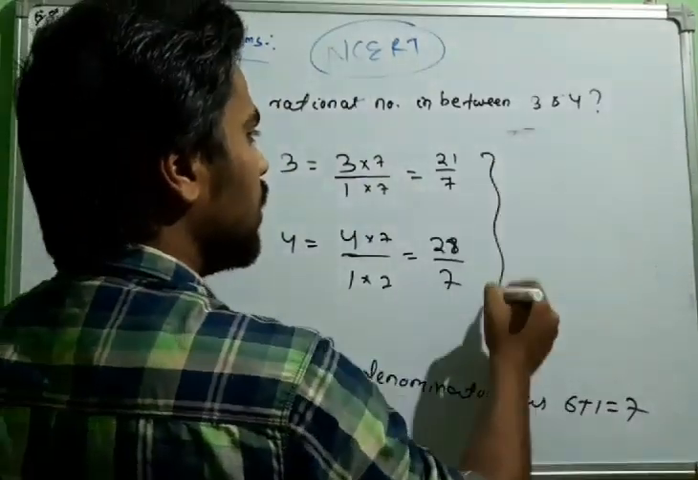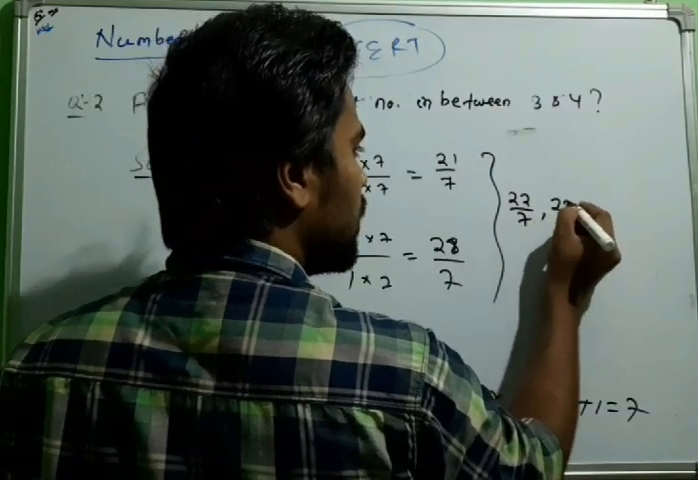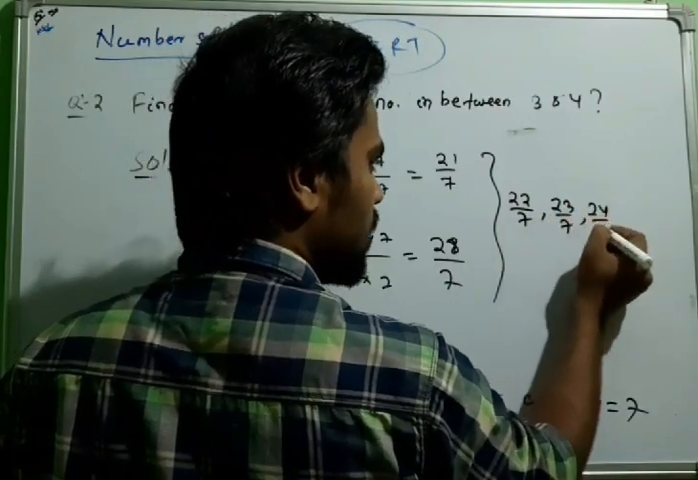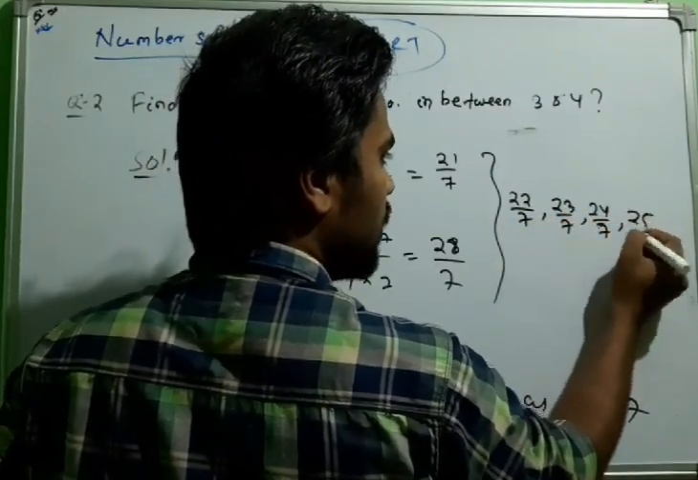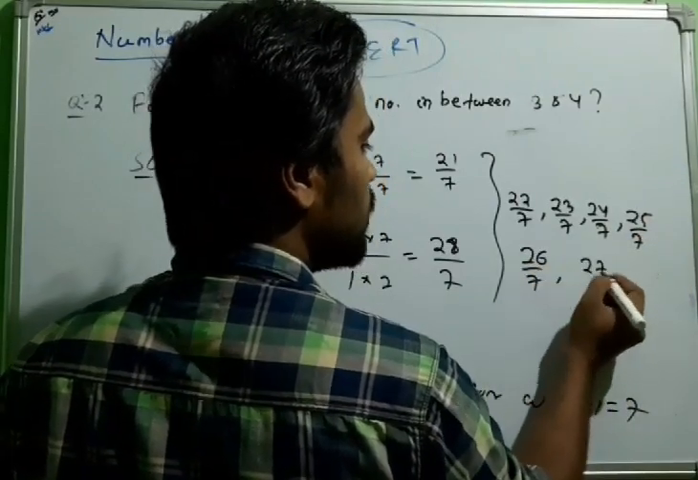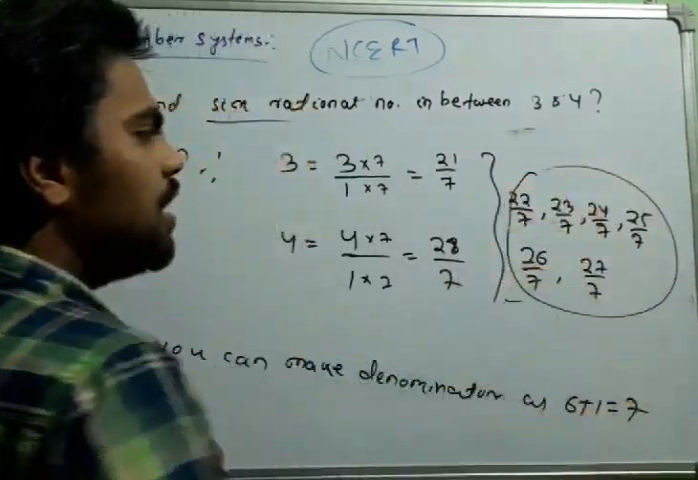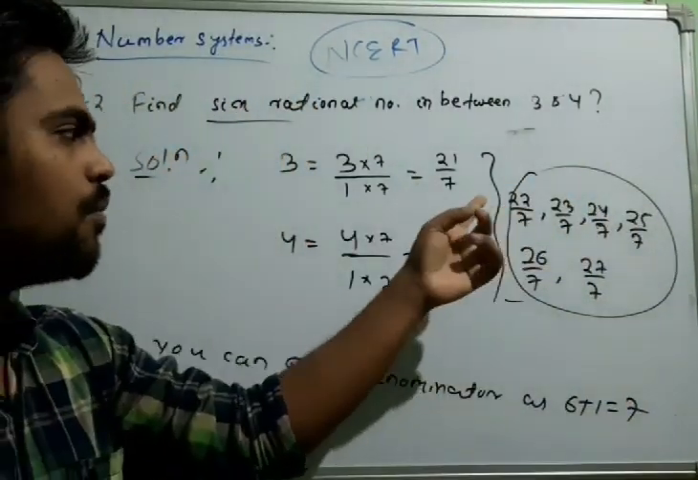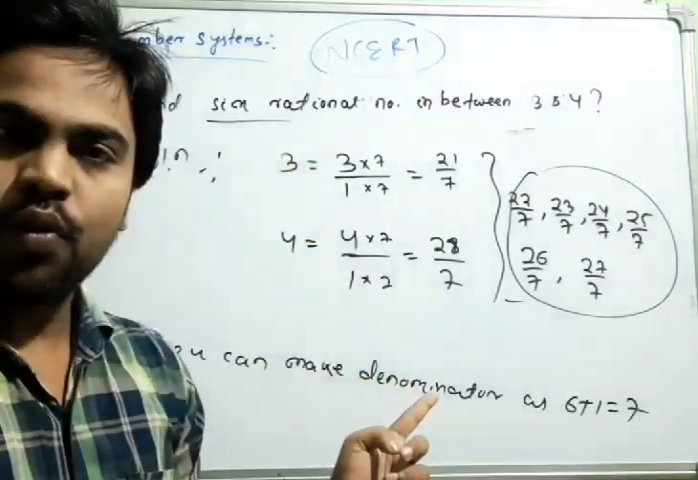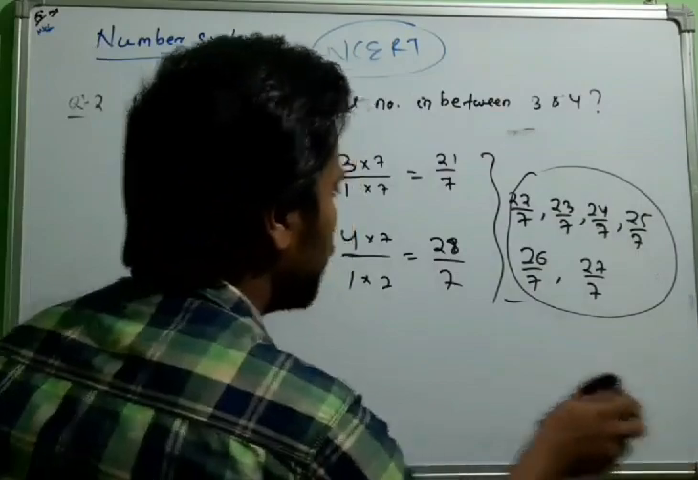After 21, that comes 22 by 7, 23 by 7, 24 by 7, 25 by 7, 26 by 7, like this, 27 by 7. You want how many? 6. We already got 6 rational numbers. Clear or not? There are 6 rational numbers in between 3 and 4. Clearly understood? Now go to the next question, question number 3.